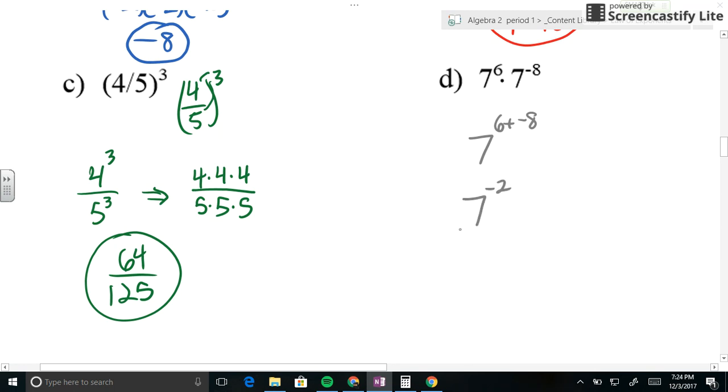And at this point, we cannot have a negative exponent. So we basically assume it's like over a negative 1. And we're taking the exponent that's negative and flipping it to the other side. So that gives us a 1 over 7 squared. And 7 squared is 49. So this answer would be 1 over 49.